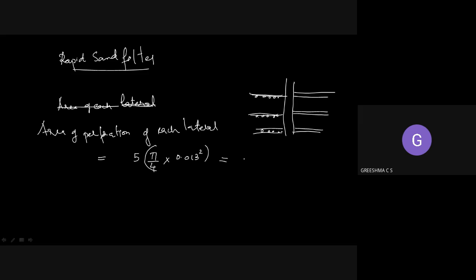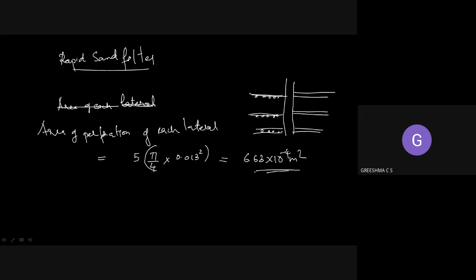കിട്ടുന്നുണ്ടോ? Approximately 6.6 into 10 raised to minus 4. Okay, 6.63 into 10 raised to minus 4. Very good. 6.63 into 10 raised to minus 4 meter square. Okay, so ഒരു ലാറ്ററലിലുള്ള 5 പെർഫറേഷൻസിന്റെ ടോട്ടൽ ഏരിയ ആണ് 6.63 into 10 raised to minus 4 meter square.